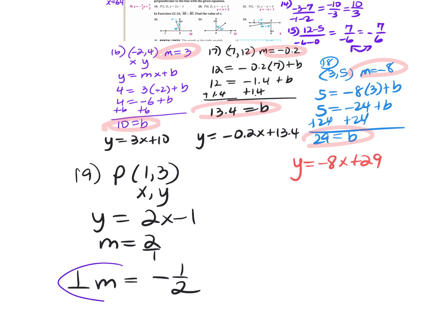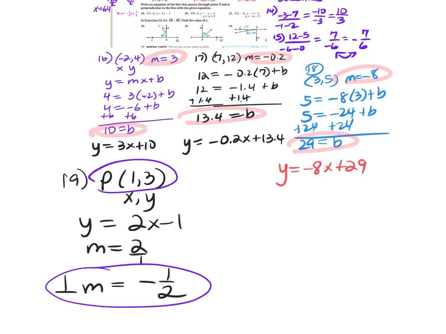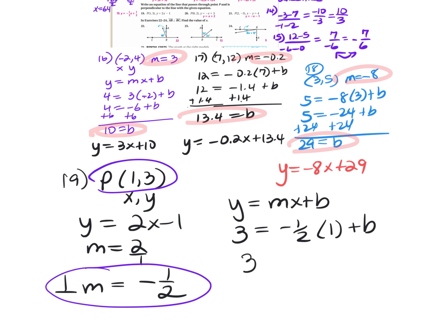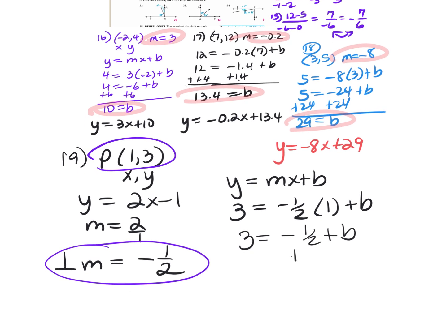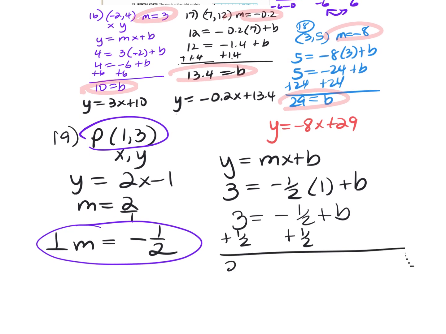So I'm going to use the perpendicular slope and this ordered pair for my x and my y. I'm going to plug it in, because I need to find the b. So I'm plugging it in again to y equals mx plus b. My y is 3, my slope is negative 1/2, my x is 1, and then there's my b. I'm going to go ahead and multiply. I need to add the 1/2 to the other side. Now this is just a whole number adding a fraction, so this could just become 3.5 as my b.